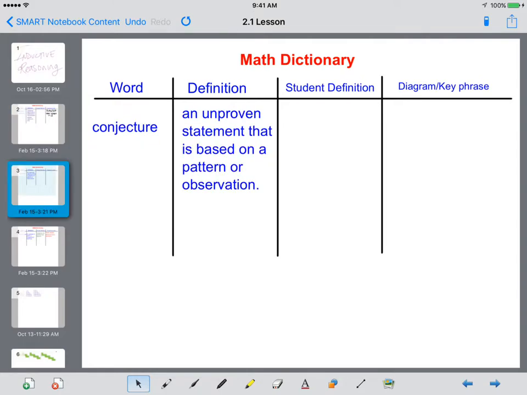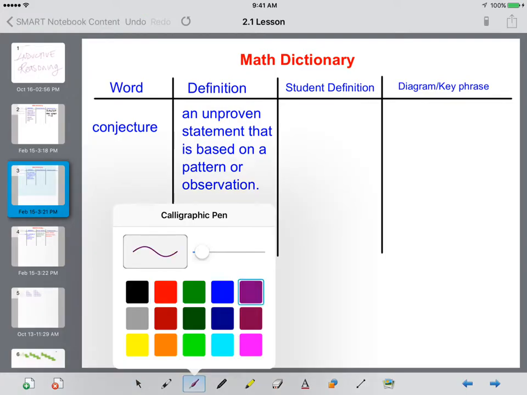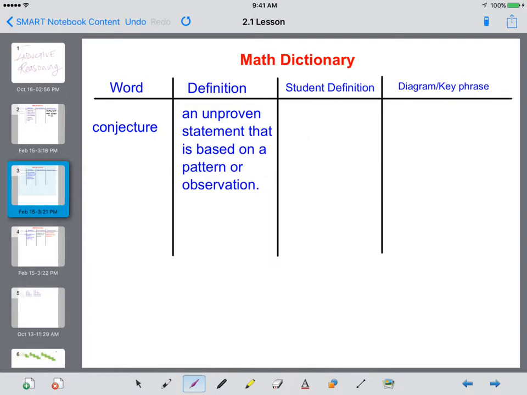Conjecture, an unproven statement that is based on a pattern or observation. I've observed that every year Art Dave grows a beard. So this year, my conjecture would be Art Dave is going to grow a beard.